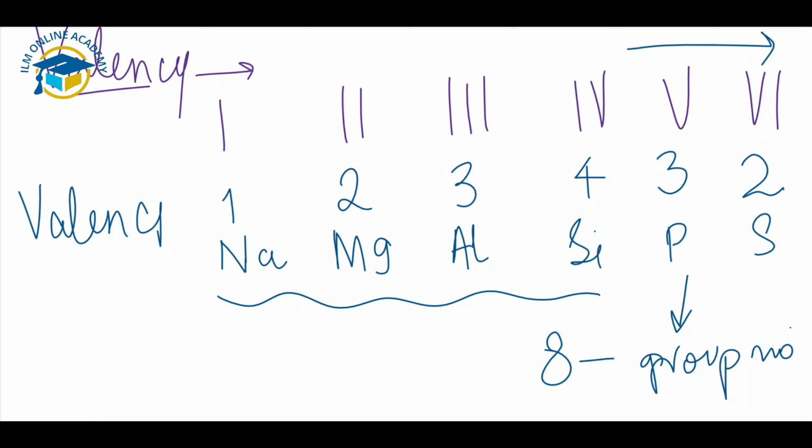The formulas of covalent compounds are found with non-metals, so the valency can be found from the group number. For the elements in group 8, the valency will be 0, because they are the noble gases, the inert gases, and they do not react with each other. So for group 8, the valency is 0. So you can easily find out the formula of any compound.